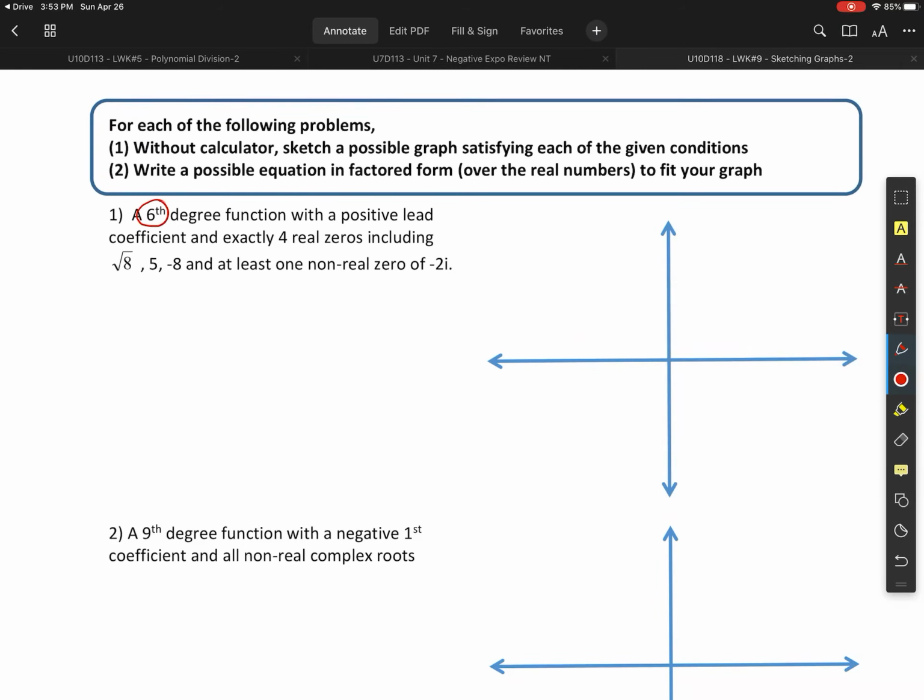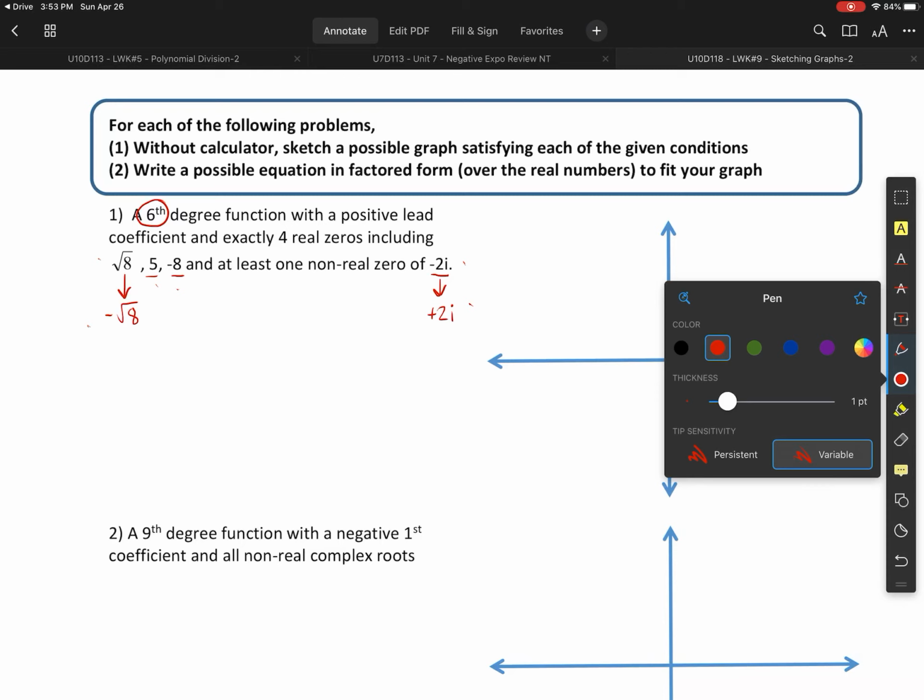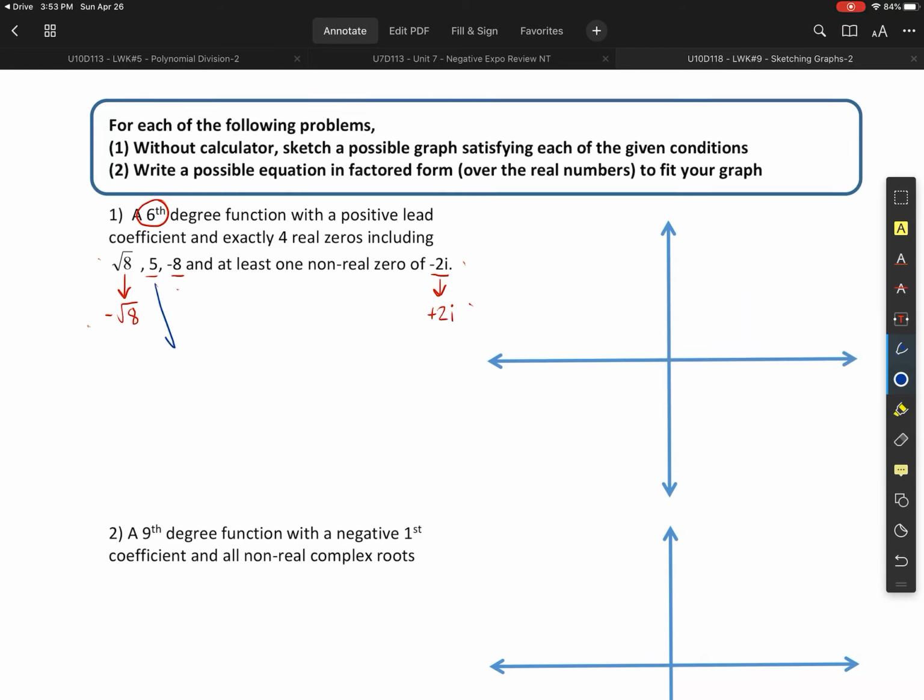Alright, 6-degree function. So as I assess the roots I have rad 8, which we all know means we also have negative rad 8. I have 5, I have negative 8, and I have negative 2i, which means I have positive 2i. So the key thing about a 6-degree function is there has to be 6 roots. Do we have that? 1, 2, 3, 4, 5, 6. Yes.